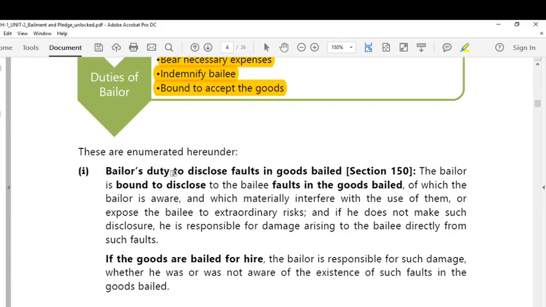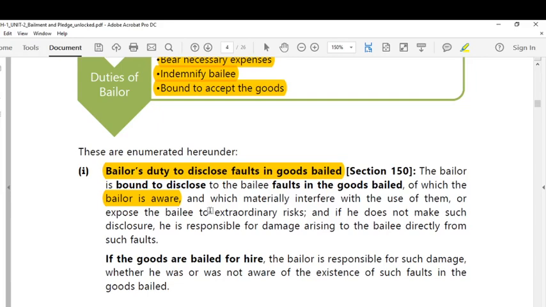So, the bailor's duty to disclose faults in the goods bailed. It is the first duty of a bailor. Whatever the faults in the goods, they should be disclosed to the bailee. The bailor is bound to disclose to the bailee faults in the goods bailed of which the bailor is aware. Whatever faults the bailor is aware of should be disclosed while delivering the goods to the bailee, faults which materially interfere with the use of them or expose the bailee to extraordinary risks.